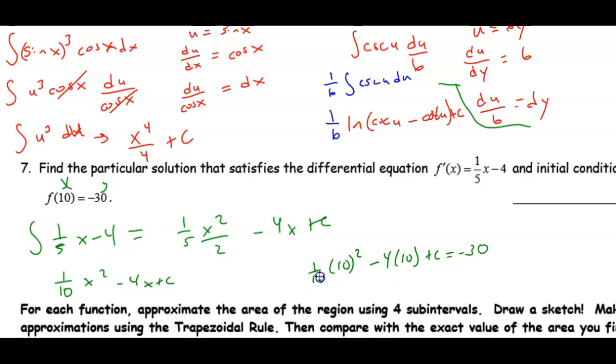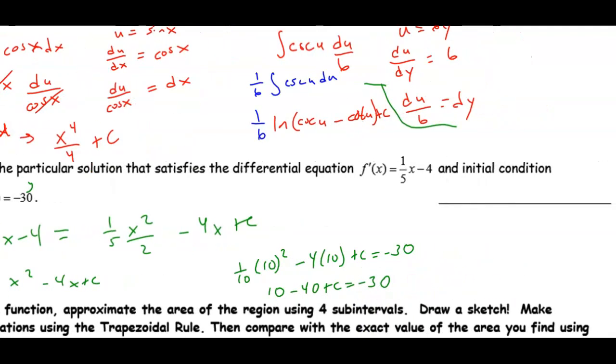So that's 100 times 1/10. That's 100 divided by 10 is 10. Minus 40 plus c equals -30. 10 minus 40 is -30. So I have -30 plus c equals -30. And then I'm going to add 30 over, so c equals 0.